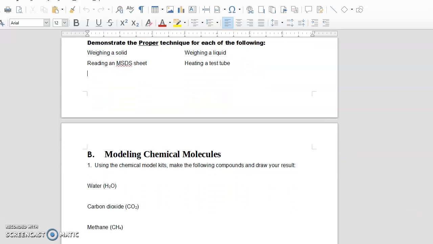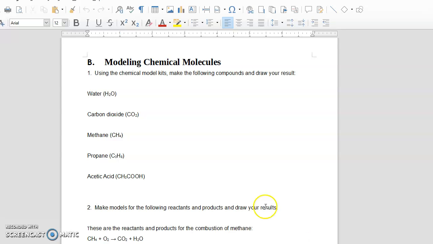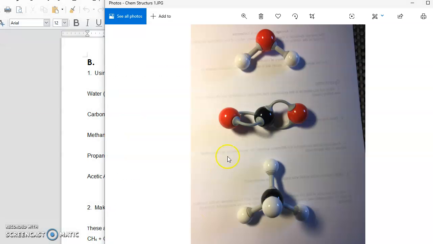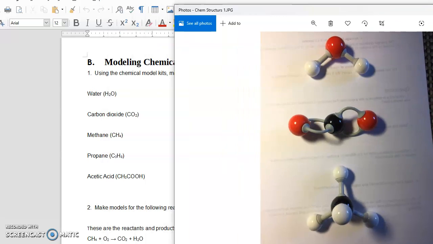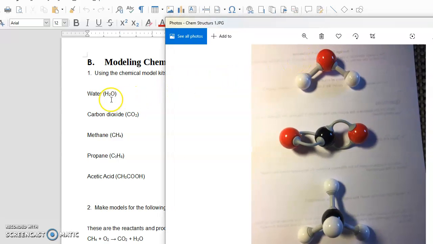The next part we're going to talk about are chemical models. So using the chemical model kit, make the following compounds. Well, I did that. Here is the first set of those pictures. What we have here is water, H2O. Oxygen, the red one, and these are the two hydrogen ones. Oxygen has two places where it can form a bond, and it also has two non-bonding pairs. So this is what the structure of a water molecule would look like.